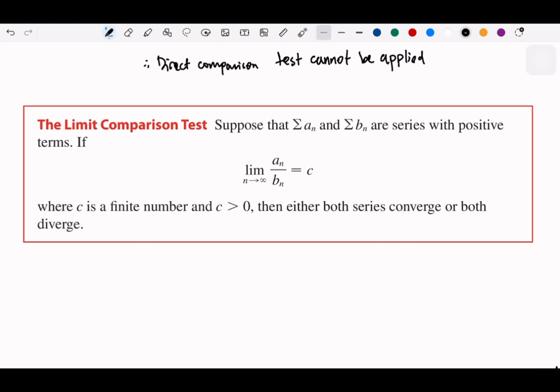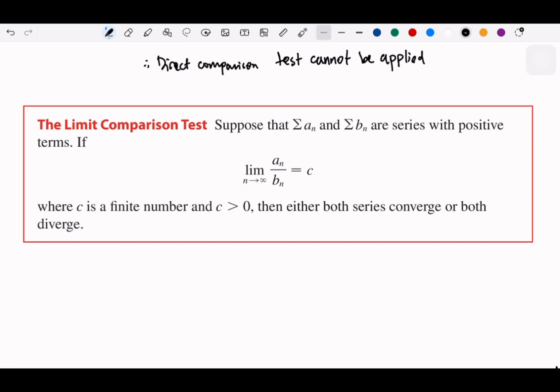Let's say A is the unknown series. B is our known series. So if we choose B, that is going to be perhaps divergent, and we get that the C is a positive number, then A is also divergent. If B converges and C is a positive number, then A is convergent. Okay? That's how we think.